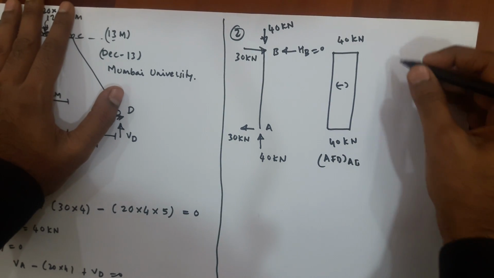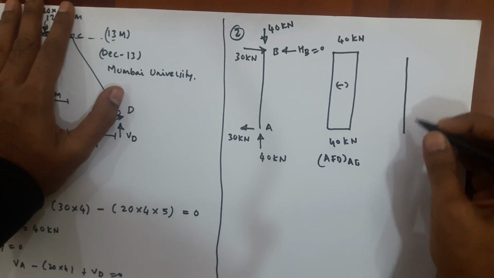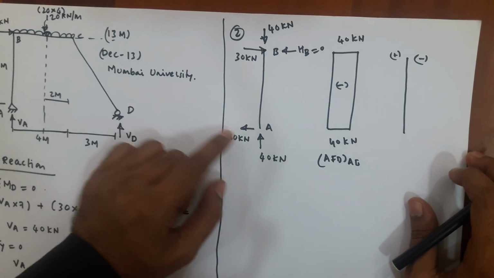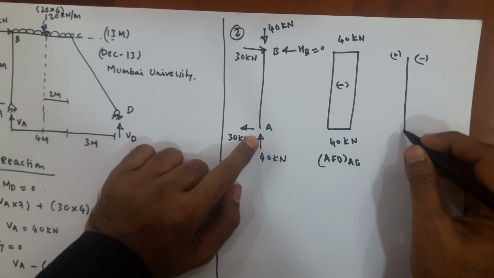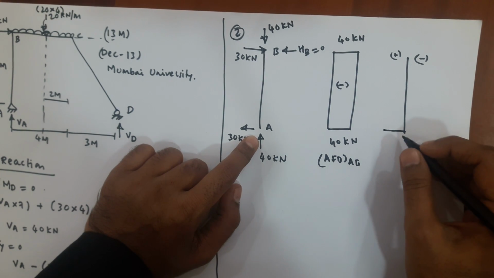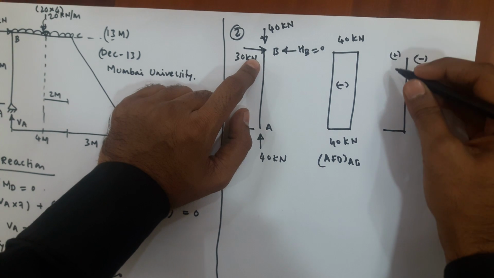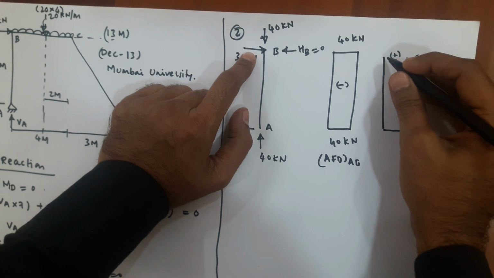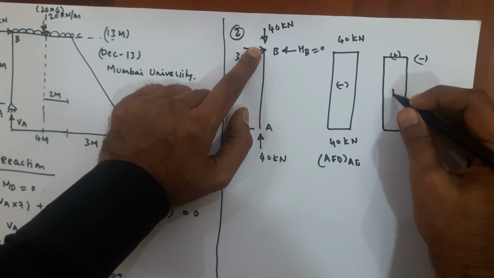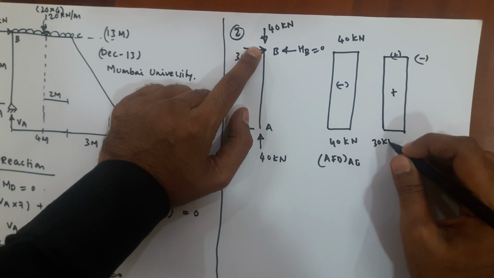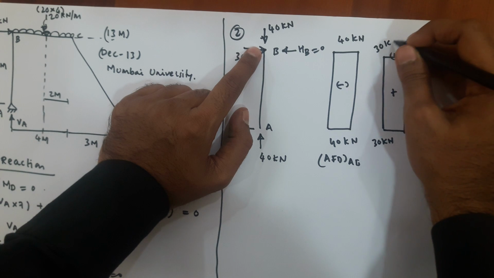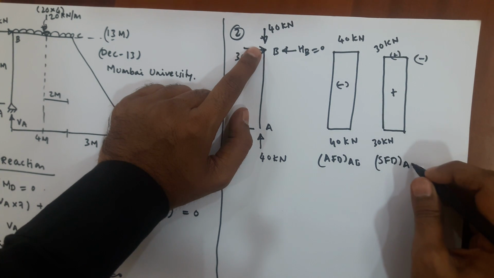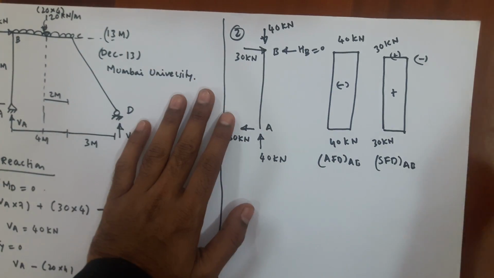Shear force diagram: take a datum like this, above datum plus, below datum minus. Okay, left of A 0, right of A plus 30, left of B 30, right of B 0, plus 30 kilonewton, 30 kilonewton. This is the SFD of member AB.